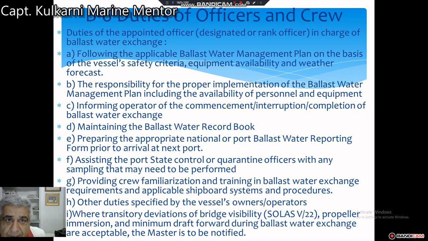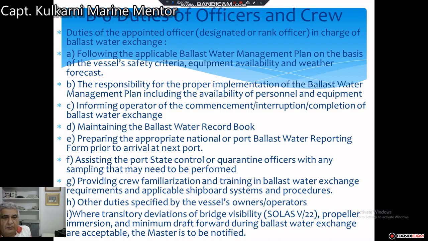Okay, what are the duties, especially of the appointed man, where there is a designated person who is appointed to take charge of the ballast water. Number one is responsibility for proper implementation of the ballast water management plan, availability of personnel and equipment. If at night you require 1 or 2 people, communication has to be there, lights have to be there, they should have proper flash guns, they should have a walkie-talkie. Informing the operator of commencement, interruption and completion of ballast water exchange. This is regularly done by email as well as mentioned in the record book.